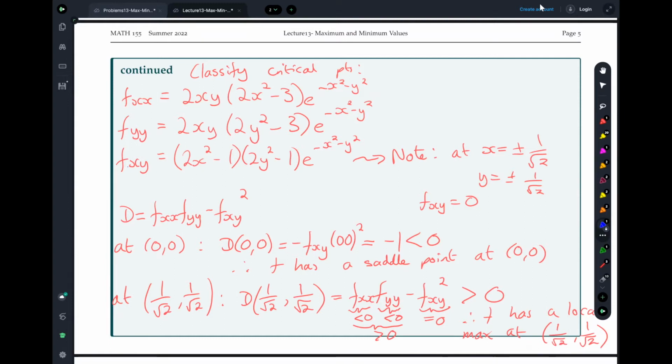To work out your critical points, first find your partial derivatives, solve those equations when they're equal to 0. That will give you a list of points. Those are your critical points. And then to classify them, look at your second order partial derivatives and calculate the discriminant.